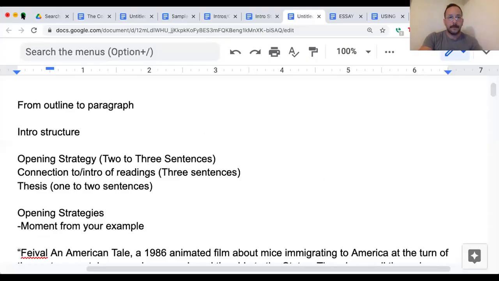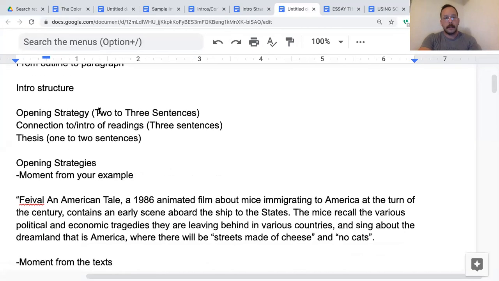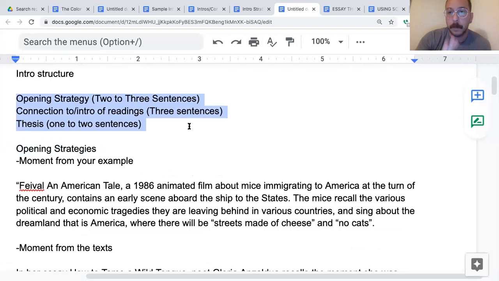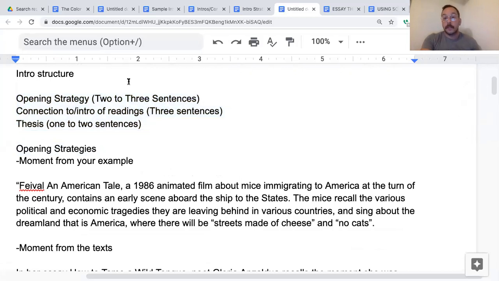Okay, so here we have the three ways that you can open your, sorry, my bad. I'm getting ahead of myself. Intro strategy will, you guessed it, mimic paragraph structure, right? It's got three parts, just like paragraph structure. It will have your opening strategy, which will be 2 to 3 sentences. It will have your connection to or introduction of readings, 2 to 3 sentences. And it will have your thesis, right? Those are the 3 elements of your introductory paragraph.